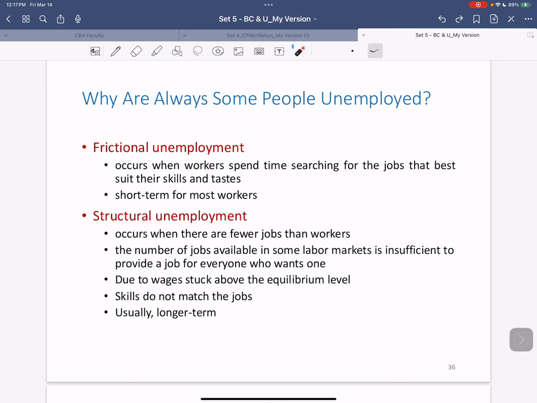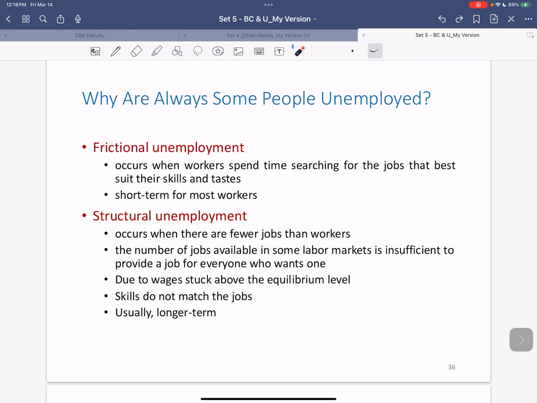The next three explanations for the natural rate of unemployment have a common theme: structural unemployment. It arises when in some labor markets the number of jobs available is less than the number of people looking for work. When wages are stuck above the equilibrium level and the quantity of labor supplied exceeds the quantity demanded, we will see that this happens when we have minimum wage laws, when we have unions and collective bargaining, and when we have efficiency wages.